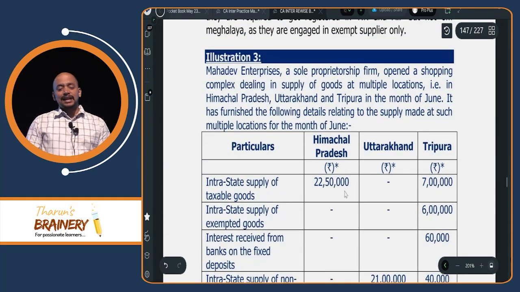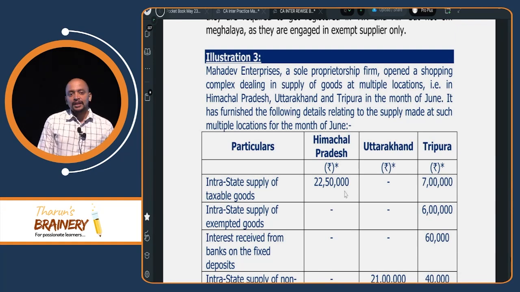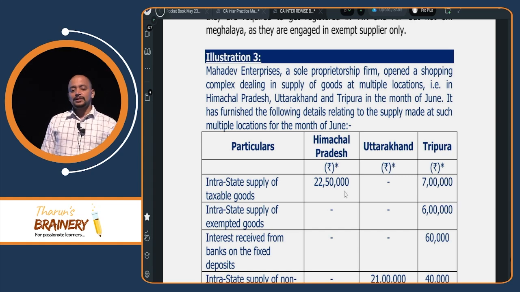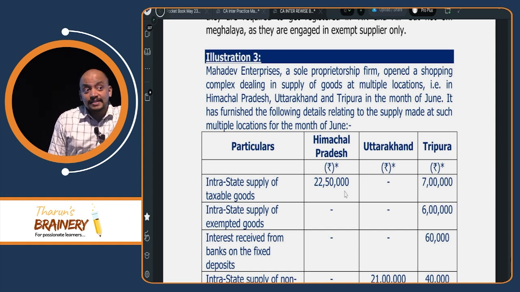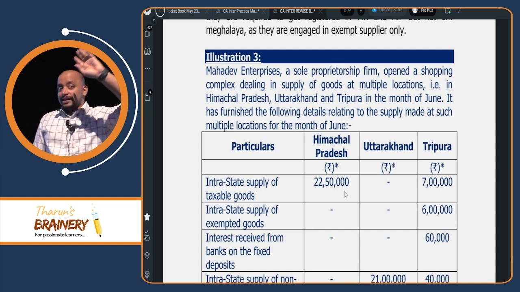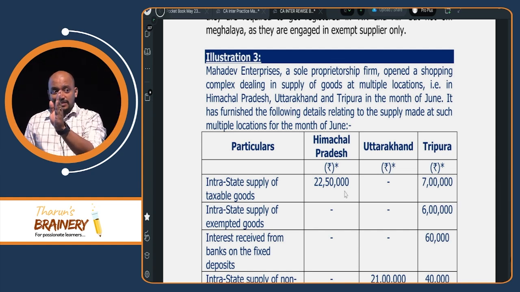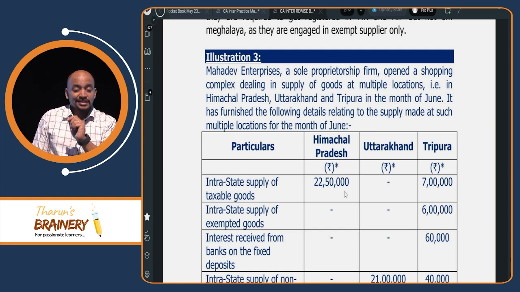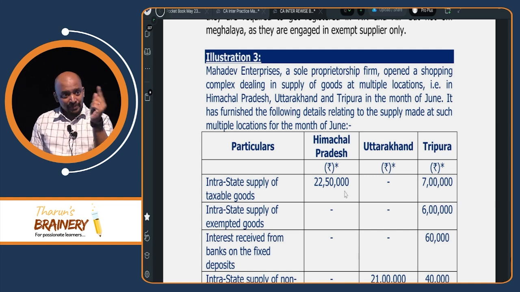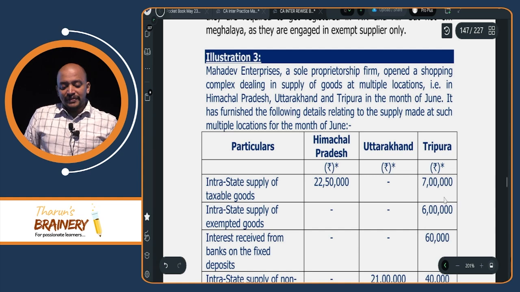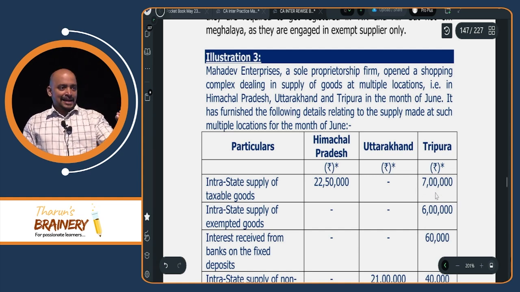Now, what is the applicable threshold limit? Whether one of the states is in MMTN? Yes. And the taxable supplies are made from that state? Check. See, just because one of the states is in Manipur, Mizoram, Tripura, Nagaland, you cannot take 10 lakhs. One of the states should be in MMTN and taxable supplies are made from that state. Yes. So we are making taxable supplies in Tripura. Therefore, the limit will be 10 lakhs.